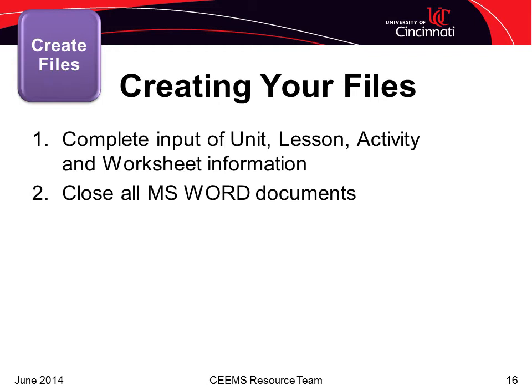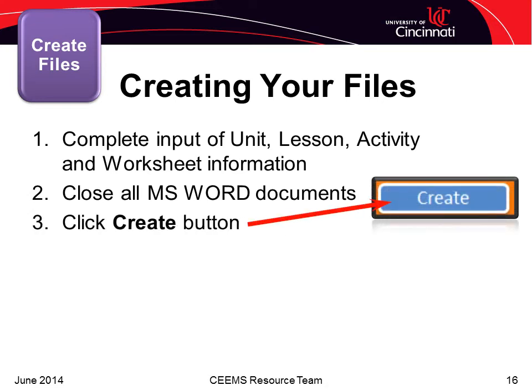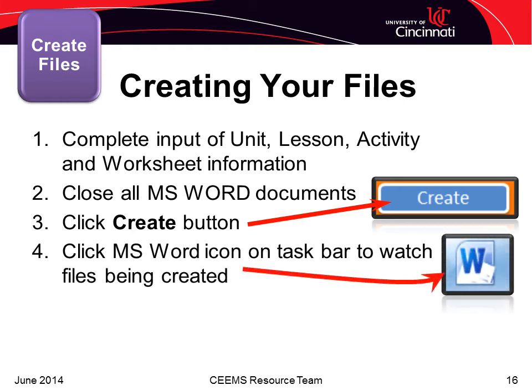On the Activities and Worksheets tab, make sure the files are sorted in order by clicking the Sort button. Verify the files are in the correct order and that you have included all of the files you would like to generate. Then click the Create button. When the file generator begins creating your files, the Word icon will appear on the taskbar at the bottom of the screen. If you click on this icon, you can watch as the files are generated.